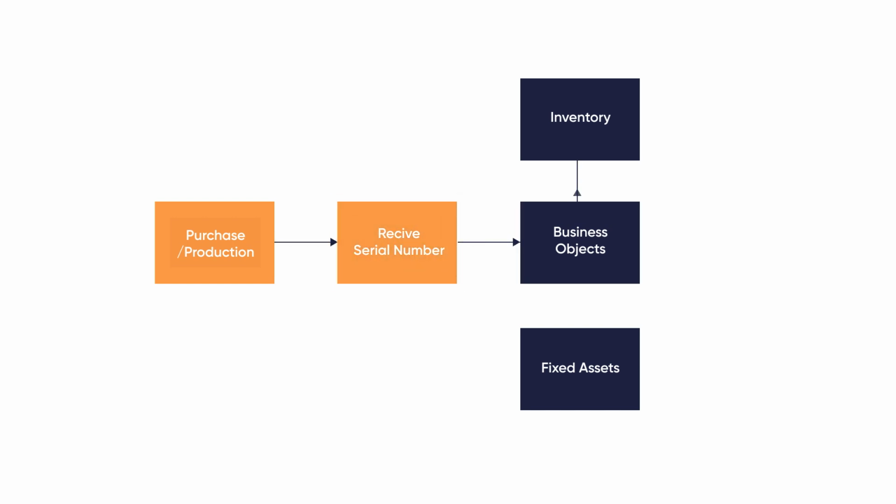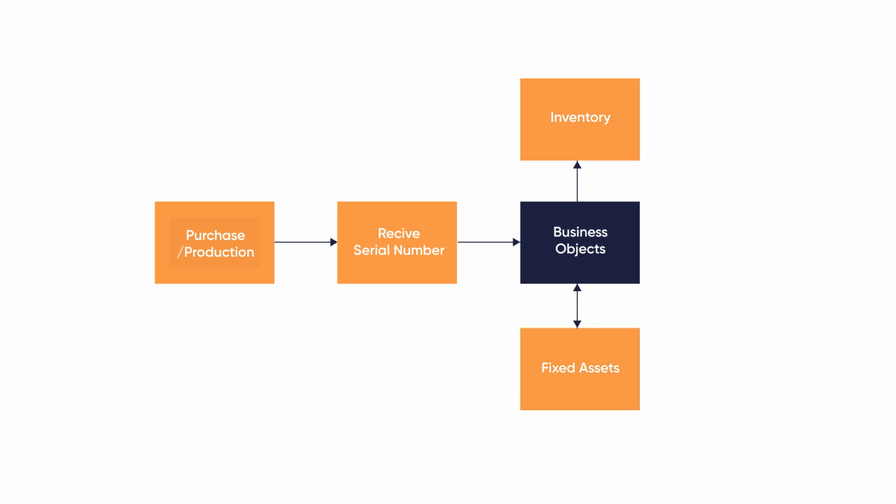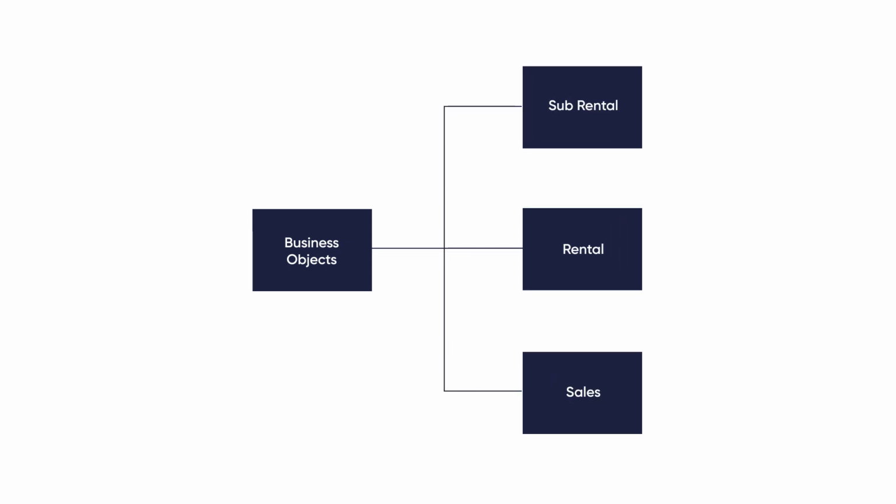This business object can be present in inventory and possibly is a fixed asset as well. Fixed asset is optional because sometimes the business object will be sold. But if it's owned by us as a company, then it will be a fixed asset and depreciation can be done. The business object has different status or different type possibilities.